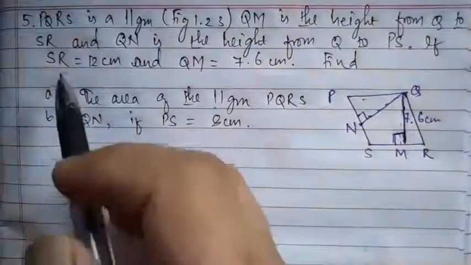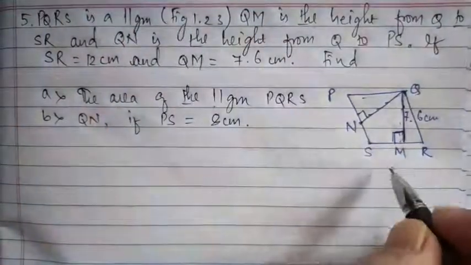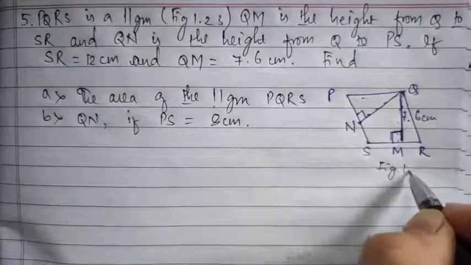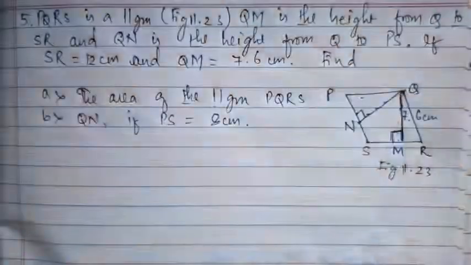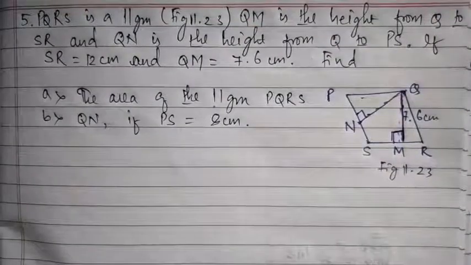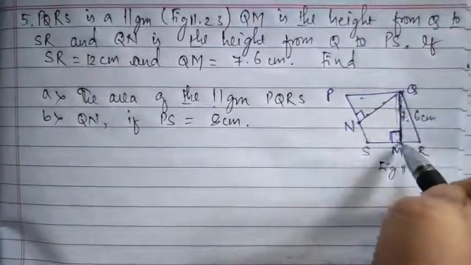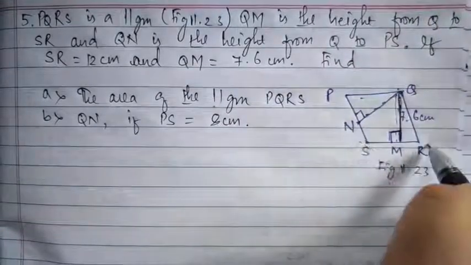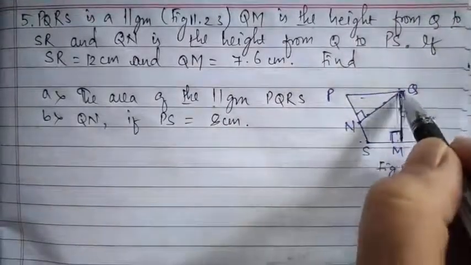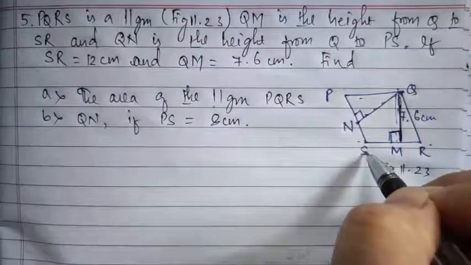It states that PQRS is a parallelogram. In the figure, this is your figure 11.23. QM is the height. They are saying that QM is the height from Q to SR, and QN is the height from Q to PS.